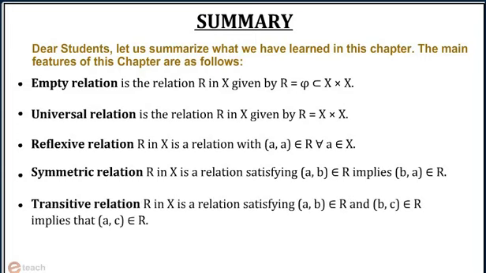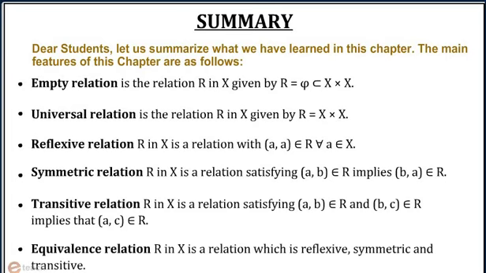Transitive relation. A relation R in X is a transitive relation satisfying (a, b) belongs to R and (b, c) belongs to R implies that (a, c) belongs to R. Equivalence relation. A relation R in X is an equivalence relation if it is reflexive, symmetric, and transitive.